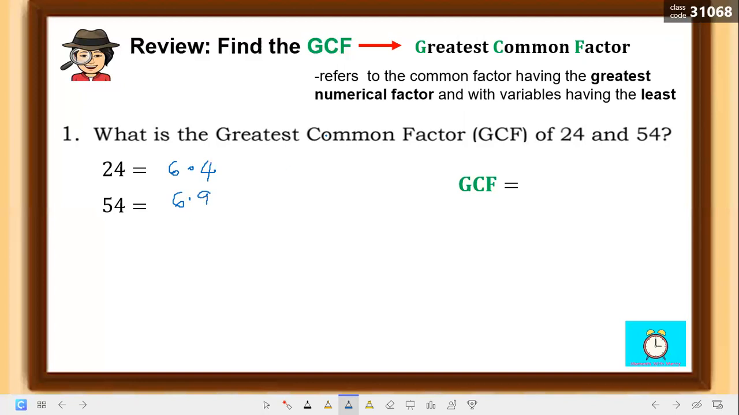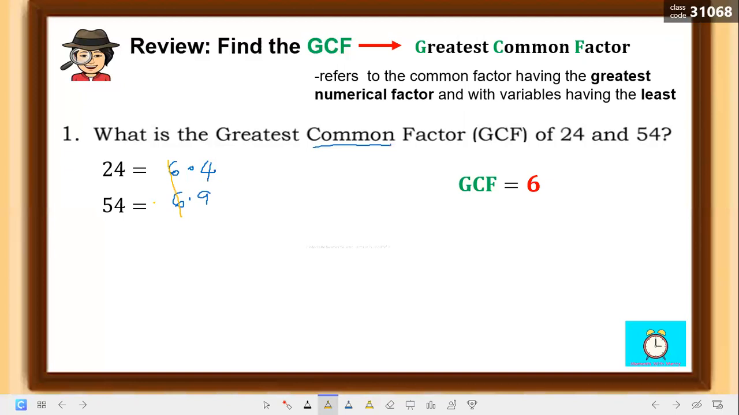So meaning to say, balikan natin common. Ano ba yung parehas na meron sa 24 na factors tsaka 54? Johan. 6 po. Okay, 6. Tama, no? Kaya ang sagot ni Madeline is correct. Ganun po ang pag-identify para malaman yung greatest common factor.